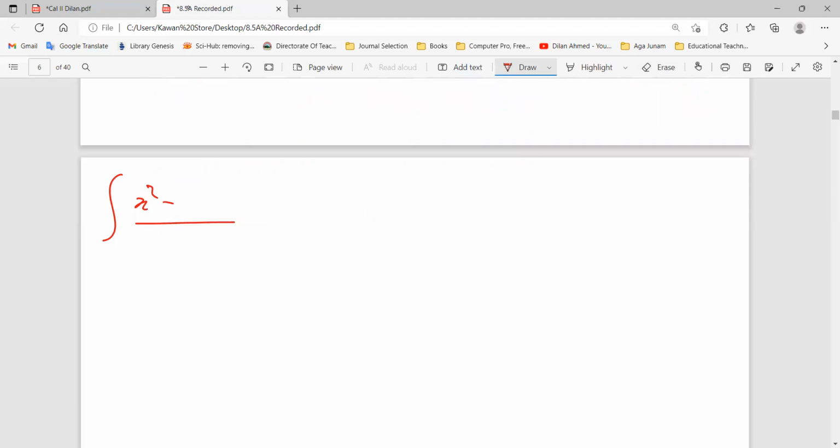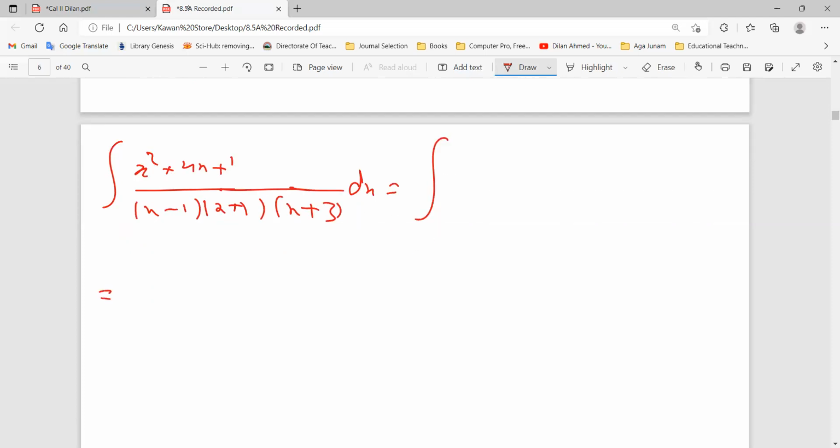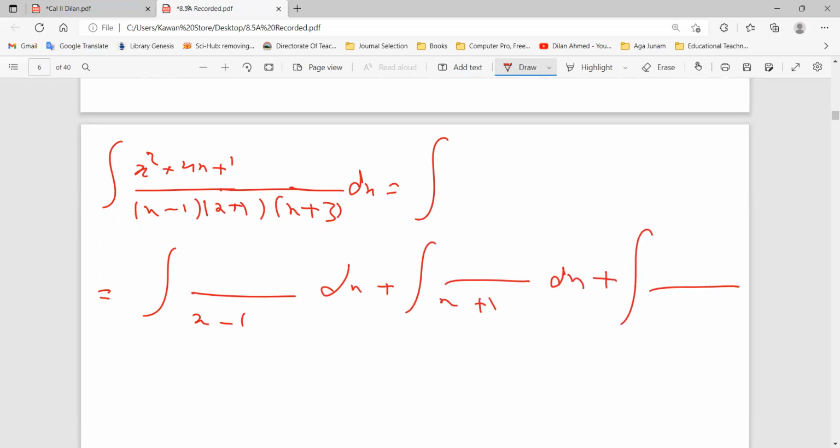So now the integral of x squared plus 4x plus 1 over (x minus 1)(x plus 1)(x plus 3) is equal to three integrals, right? Three integrals. Don't care about the minus, put all here positive.